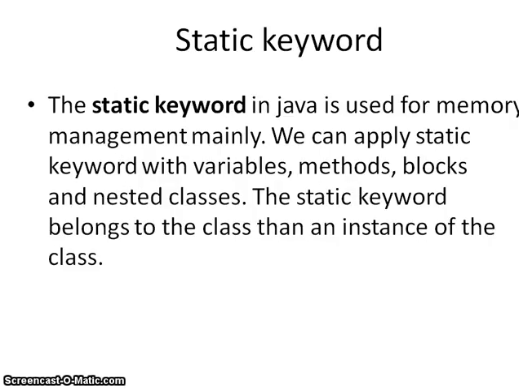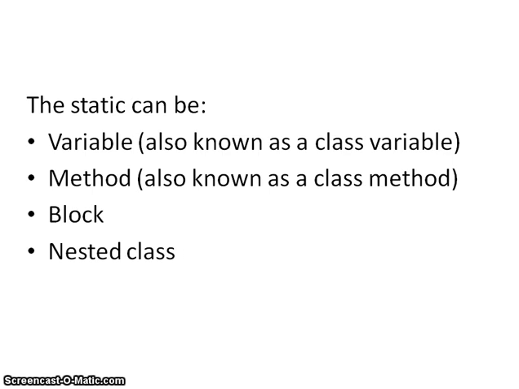Now next is the static keyword. The static keyword in Java is used for memory management. We can apply the static keyword with variables, methods, blocks and nested classes. The static keyword belongs to the class rather than an instance of the class. A variable can be static, a method can be static, a block of code can be static, and a nested class can be static.